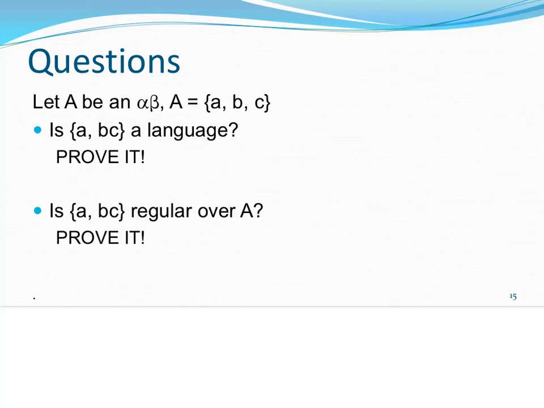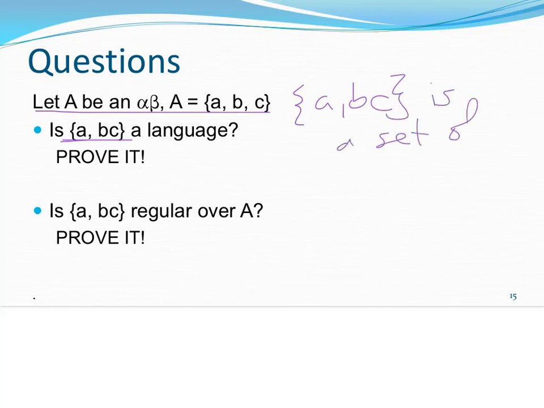This is saying let A be an alphabet, so A is now defined to be A, B, C, I'm sorry. And I want to prove that the set containing A and BC is a language. Oh, well, is it a language? And I say prove it. Well, sure, it's a language, right? What's a language? A language is a set of strings, right? So I guess, how do I prove that? Let's see. This is a set of strings. So yeah, I guess it's a language. We're done.